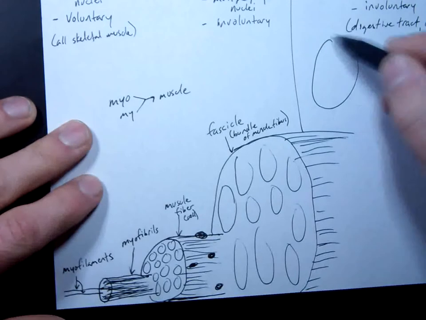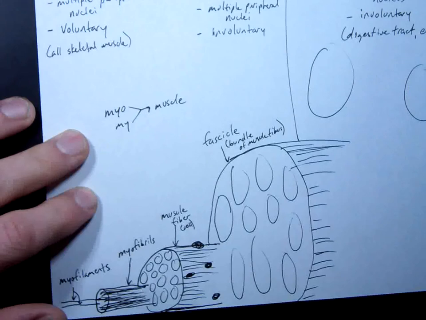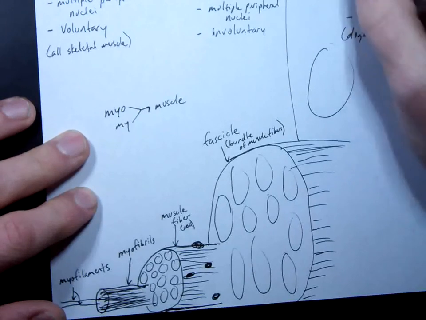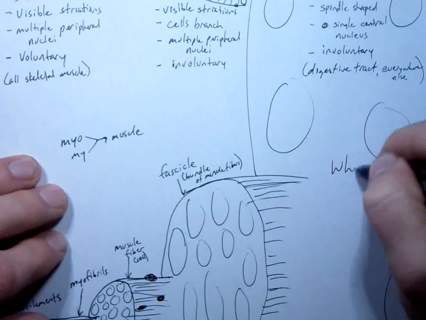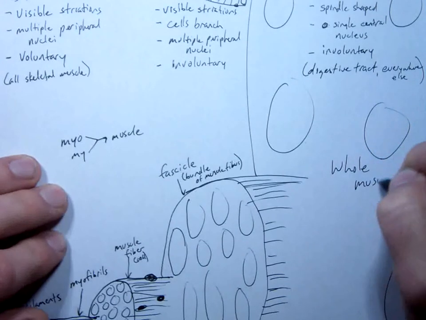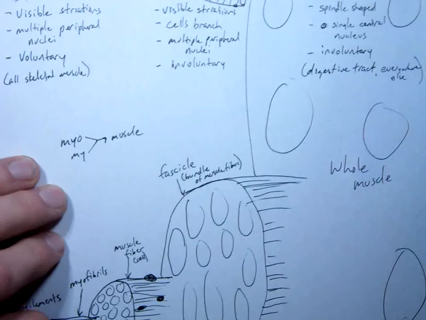And this whole thing right here. You guys understand why I'm drawing these circles? Because of the other fibers. Yeah, it's like each individual piece, and this is the whole muscle. Wait, so this one just goes all the way up? Yeah.